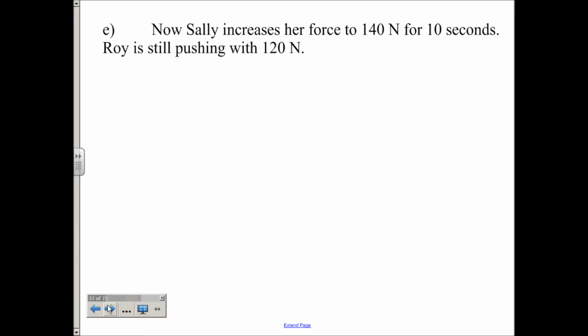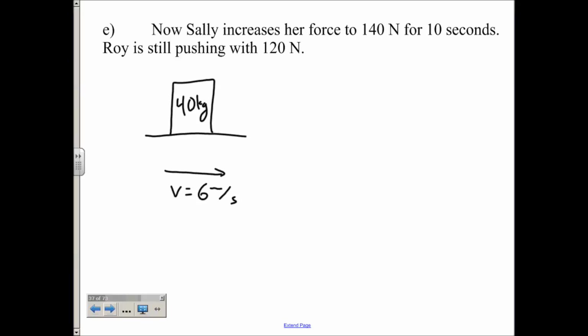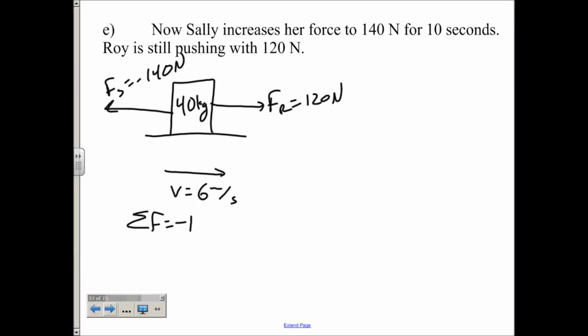All right, part E. Now Sally increases her force to 140 newtons. So here we go. Let's draw this. 40 kilogram safe. The velocity is 6 meters a second. Roy is still pushing with 120 newtons, but Sally is pushing with 140 newtons. So now, what's our net force? It's going to be negative 20 newtons, right?